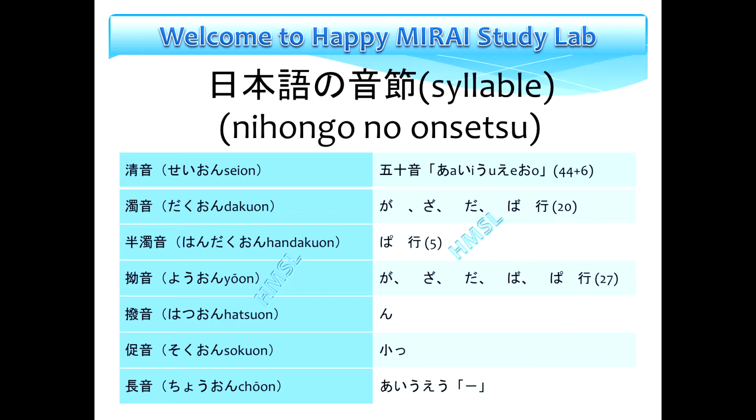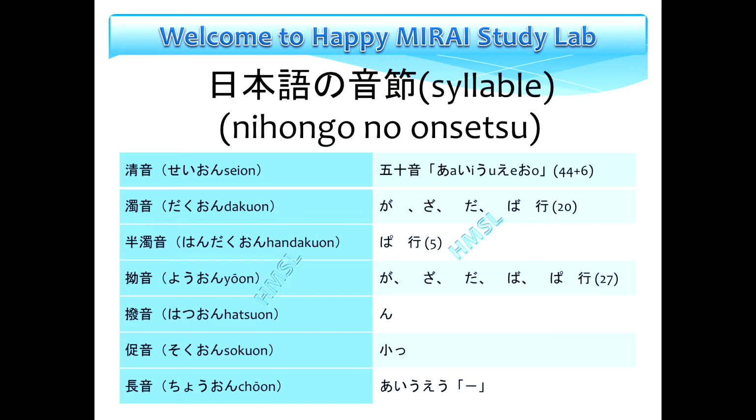And the next one is handaku-on. Handaku-on is very simple. It's basically the pa gyo. There are 5 of them. And then the next one is yo-on. There are about 27 of them. It's under the ga, za, da, ba, pa gyo. After you master the basic 50 alphabets, you will mainly move on to the daku-on, handaku-on, and yo-on.